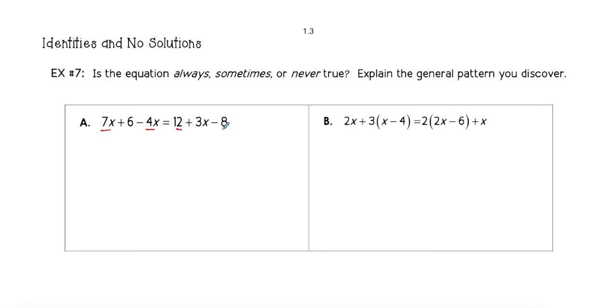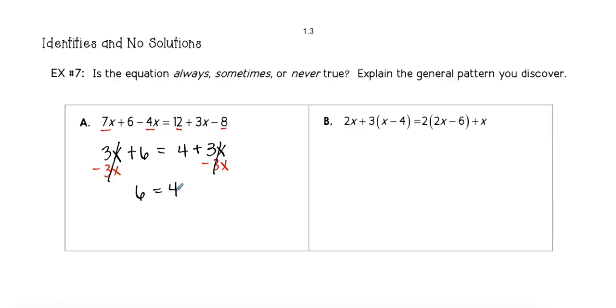Over here it's this and this. So I have 7x minus 4x. That's going to give me 3x plus 6 equals, and then 12 minus 8 is 4 plus 3x. All right, let's move our x's to the same side. So I'll move this one. Minus 3x, minus 3x. Hopefully you guys realize what's going to happen here. These are both going to cancel. So I'm going to get 6 equals 4.